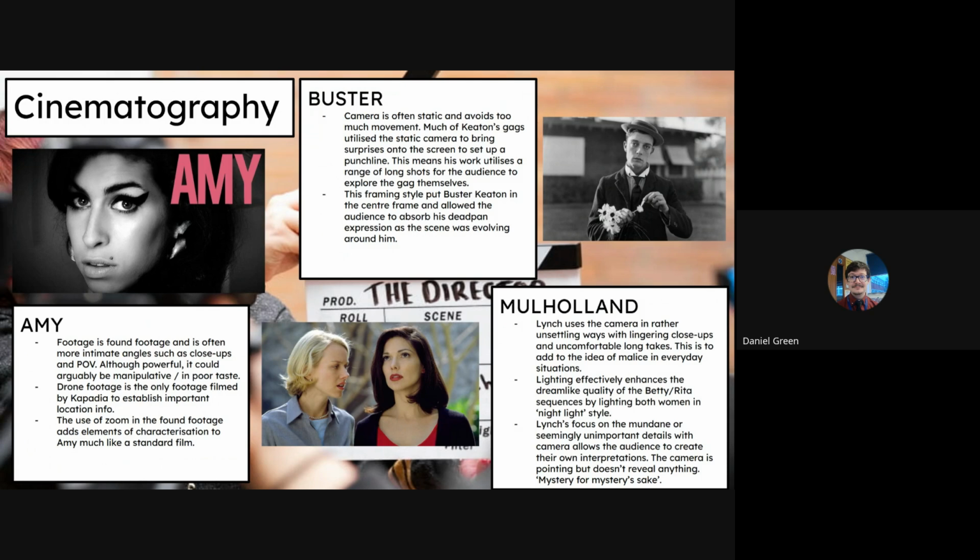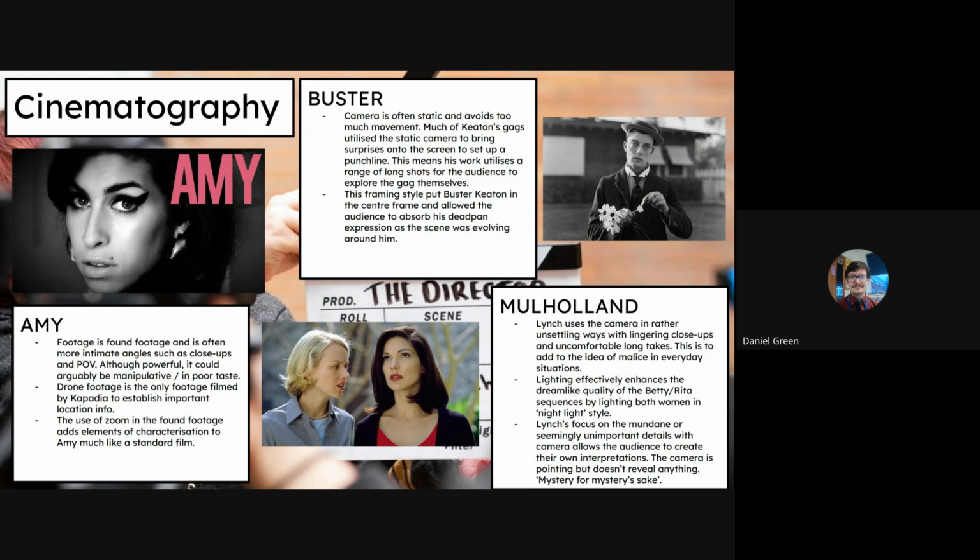Drone footage is the only footage that's actually filmed by Keaton himself, and it's there to establish important location information. And that is often to just contextualize it for the audience so we know where we are and the importance of that place within Amy's life. And also the use of zooming in on the found footage, which comes sometimes from Keaton himself, who zooms in on the footage, or within the footage itself, adds elements of characterization to Amy, much like in a standard film. So we see her as a character.